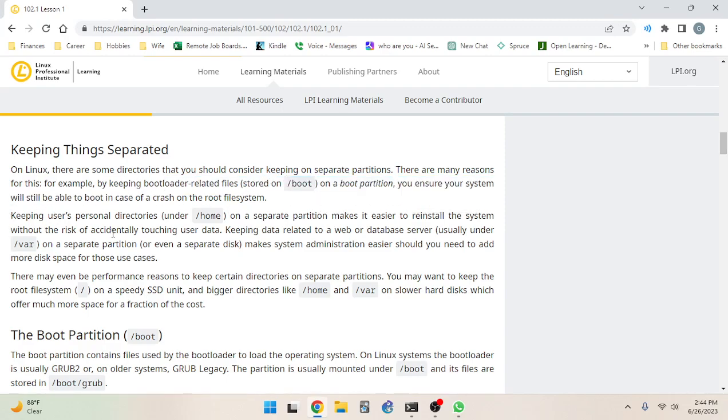So keeping users' personal directories under /home on a separate partition makes it easier to reinstall the system without the risk of accidentally touching user data. Keeping data related to a web or database server, usually under /var, on a separate partition or even a separate disk makes system administration easier should you need to add more disk space for those use cases.